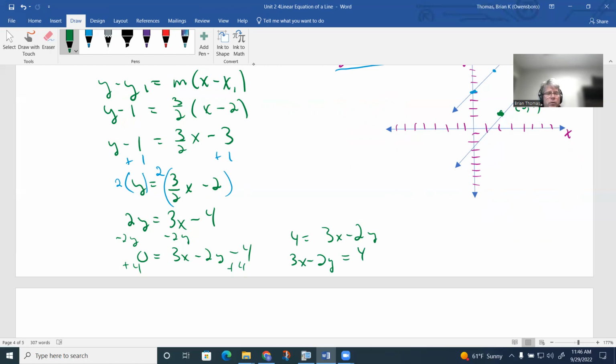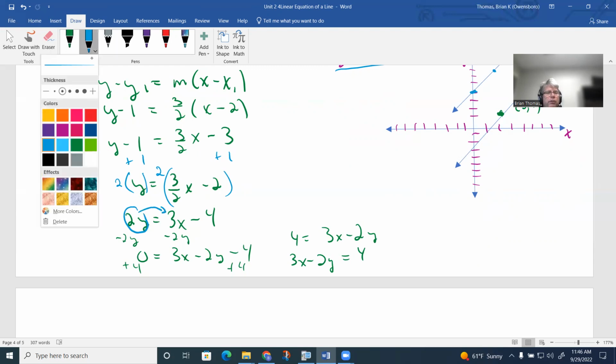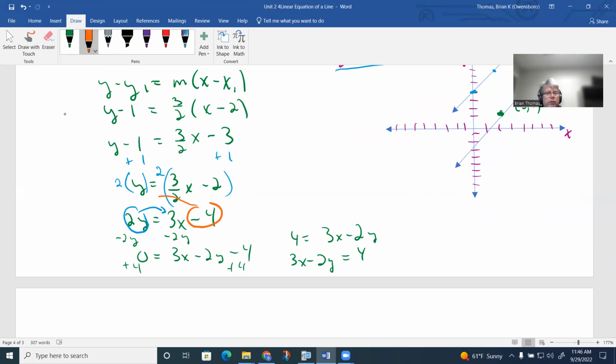Notice that if we had this 2y here and we move it to this side, it becomes negative. And notice how we have this negative 4. If we move it to the other side of the equation, it becomes positive. That's the way we can switch sides of the equation, by just changing the signs.